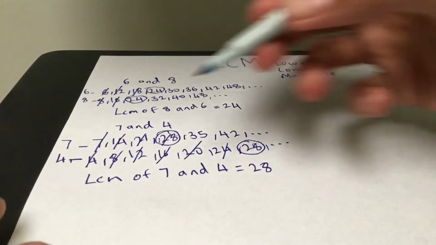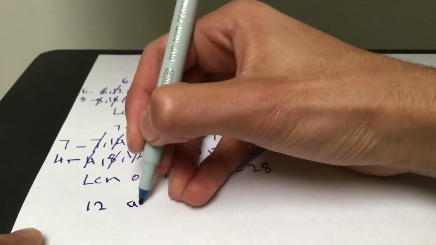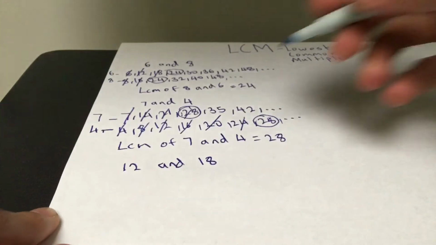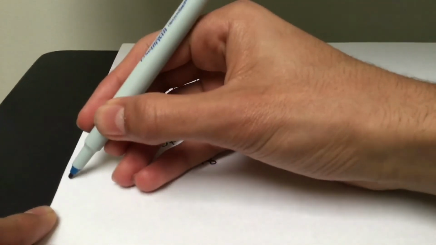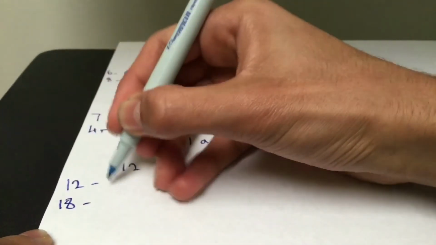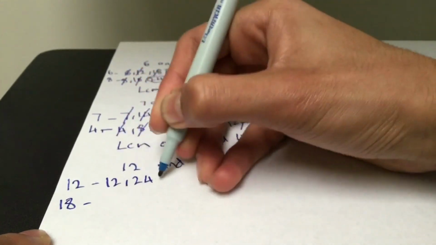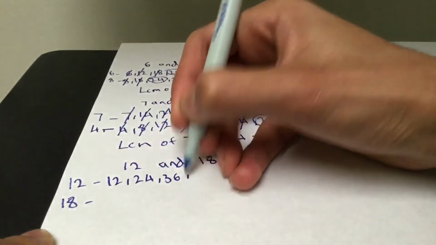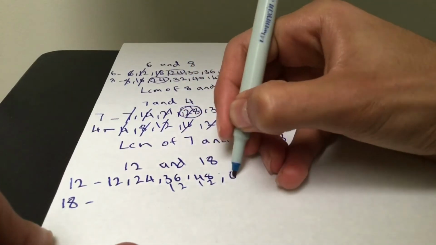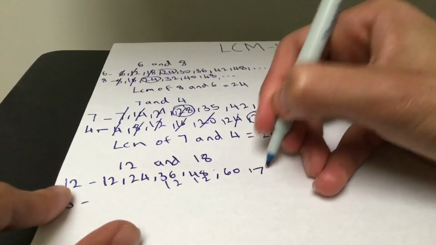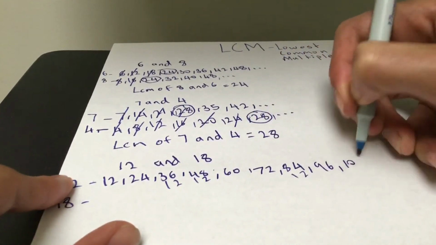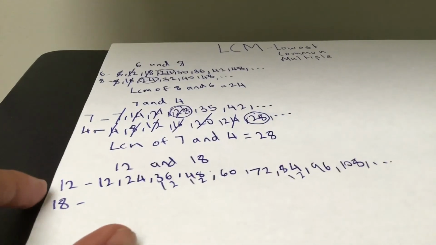Okay, now let's move on to 12 and 18. So now we find the multiples of 12 and 18. For 12, that's going to be 12, 24, 36, 48, 60, 72, 84, 96, 108, and so on.